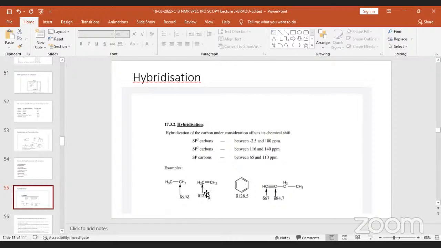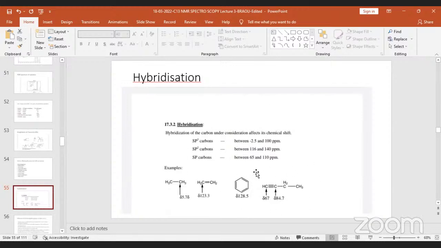And ethylene, you see, 123.3. This value you need to remember, and this also you need to remember, 128.5. Now alkynes, roughly this way, around 67.7, and this is 84. See, this is a terminal alkyne and an internal alkyne. Always the terminal alkyne is upfield, and the internal alkyne is downfield. So these are the hybridization values.